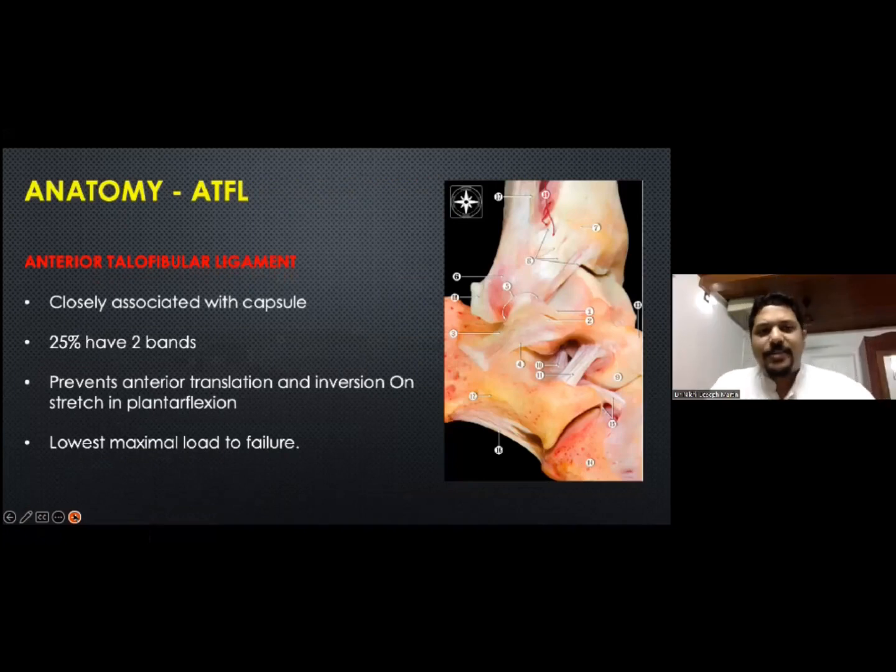Coming to a bit of anatomy, we have 3 important anatomical structures: the anterior talofibular ligament, the calcaneofibular ligament, and the posterior talofibular ligament. The anterior talofibular ligament is usually closely associated with the capsule. It attaches from the tip of the fibula and inserts into the talus, not in the articular surface. This is more of an intra-articular structure, which usually has 2 bands, superior and inferior. It prevents anterior translation and inversion on stretch in plantar flexion. It has the lowest maximal load to failure.